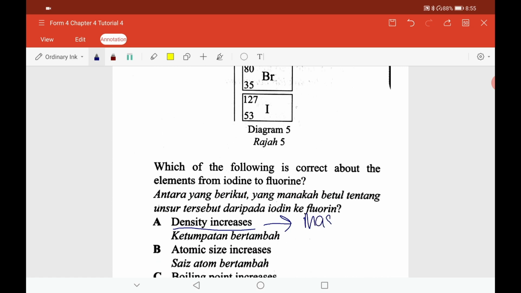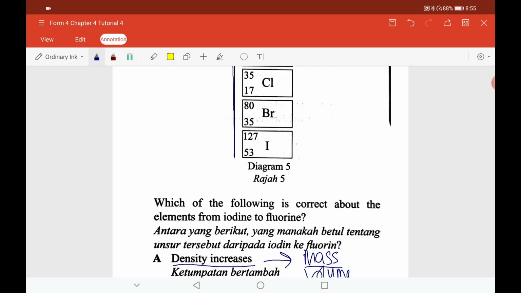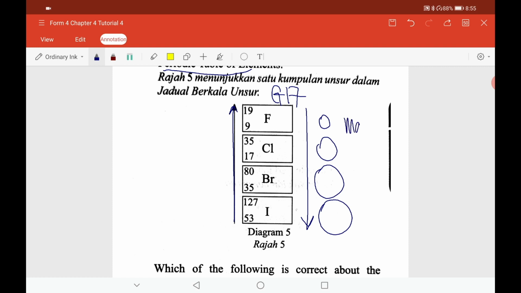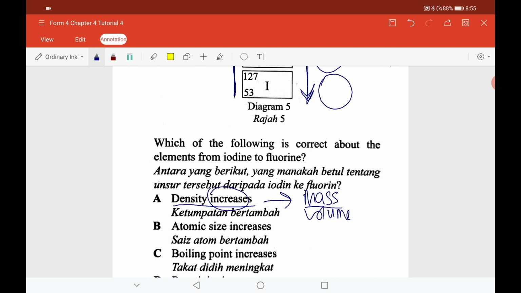Density is mass over volume. So when you're going up, remember, what happens to the mass and what happens to the volume? We know going down, it becomes bigger and bigger, so the mass will increase. When mass increases, it becomes heavy, and density will increase. This is when you're moving down. When you're moving up, everything is terbalik, so the density should decrease. But now they say increase, so it's wrong.